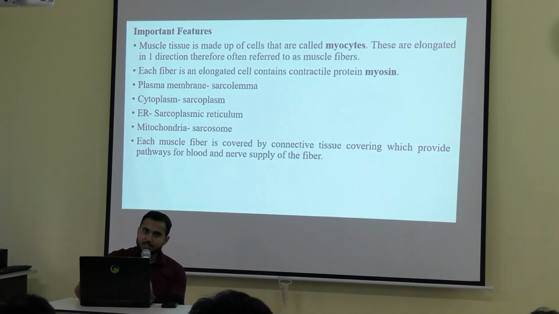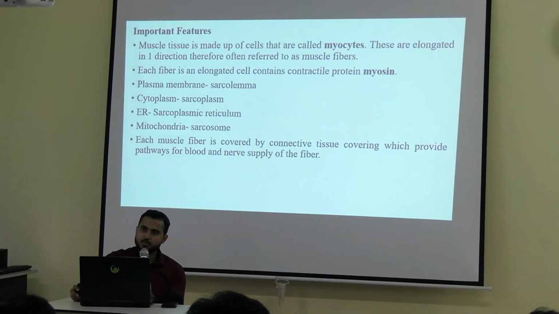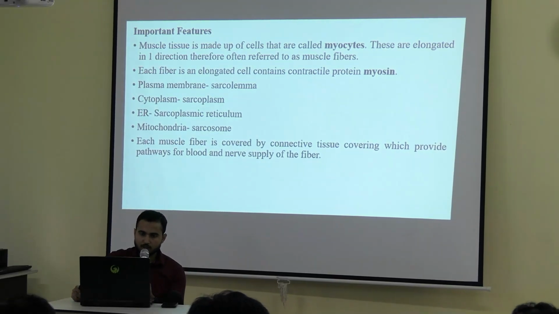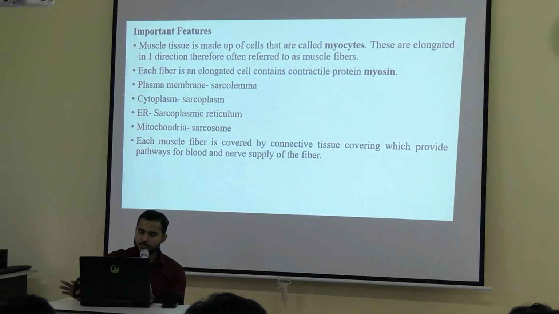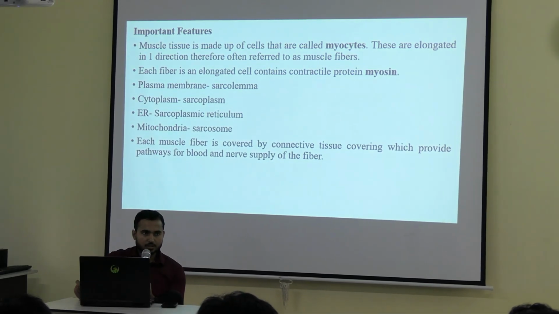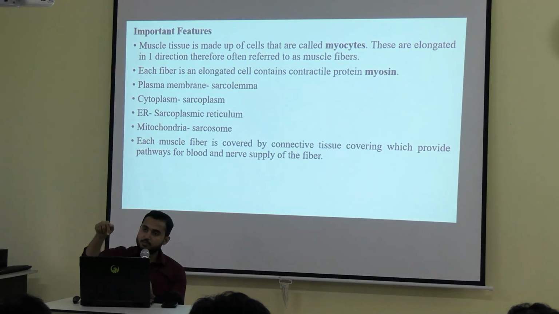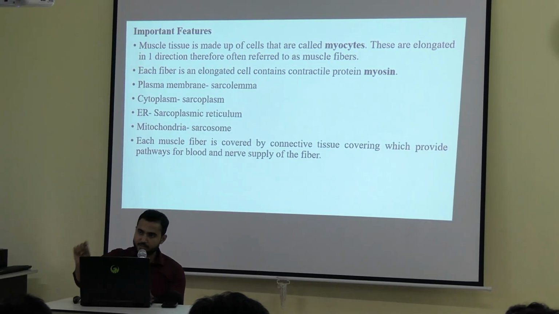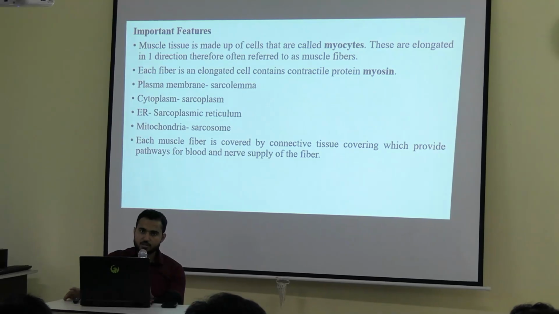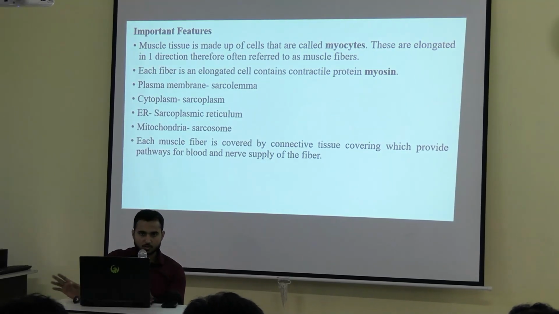What is the other name of plasma membrane? Sarcolemma. Next, cytoplasm is called sarcoplasm. Then ER is called sarcoplasmic reticulum, and mitochondria is called sarcosome. These are some related terminologies. From now onwards, whenever I mention myocytes, specifically in different types of muscle tissue, these terminologies will be used. So don't get confused.